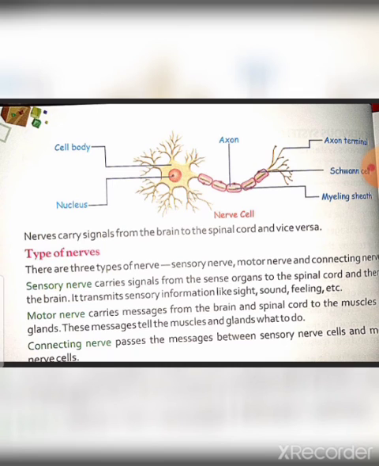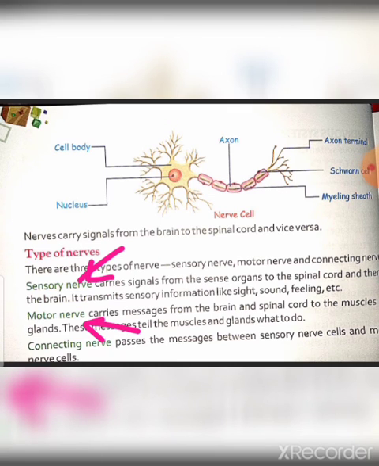Then types of nerves. This diagram is very important. Please draw it, all of you. Draw this diagram. Then types of nerves: sensory nerve and motor nerve. Sensory nerves carry signals from the sense organ to the spinal cord. Sensory and motor are the reverse of each other. The sensory nerve and motor nerve.